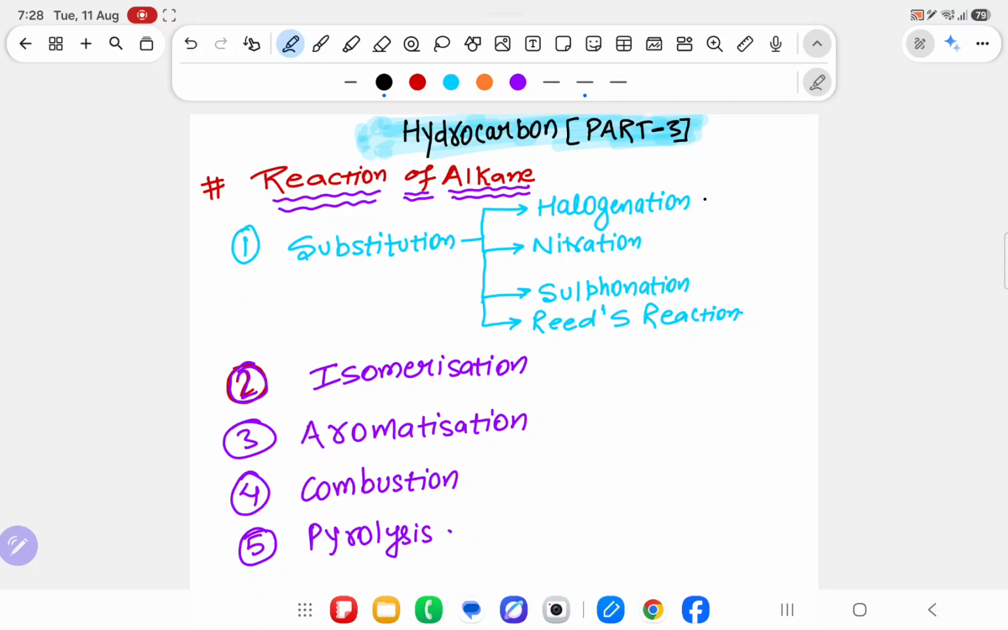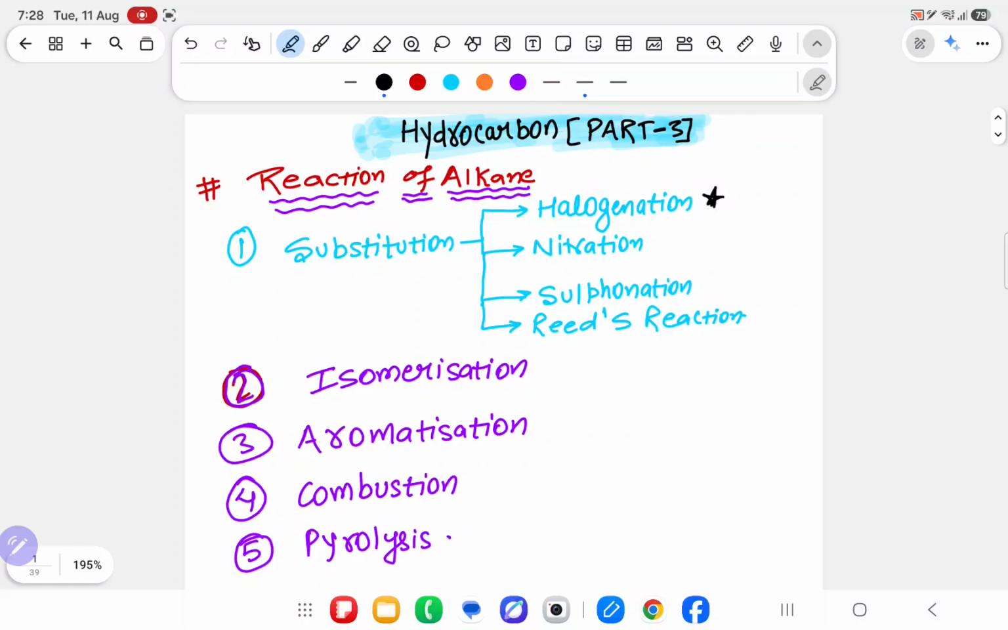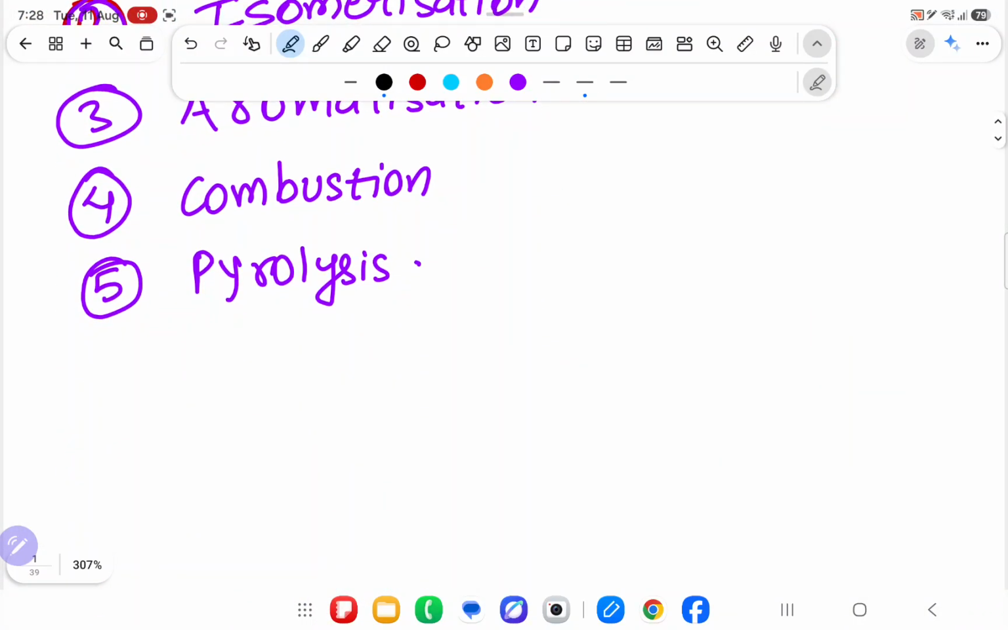These are the total topics present in the reaction of alkane, in which halogenation is the most important topic. If you understand this, then the remaining topics are one line, not that big, but halogenation is one of the biggest topics of all, and halogenation belongs to substitution. So now in this video I will try to complete all the reaction of alkane. Then next topic, next video, like that we will see.